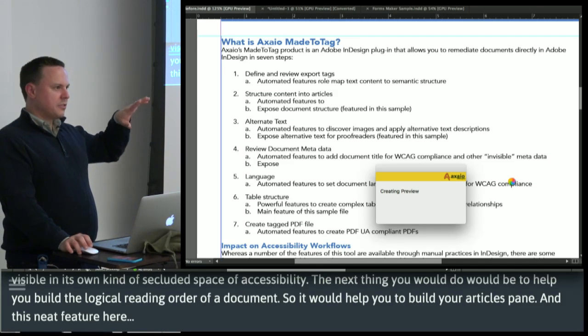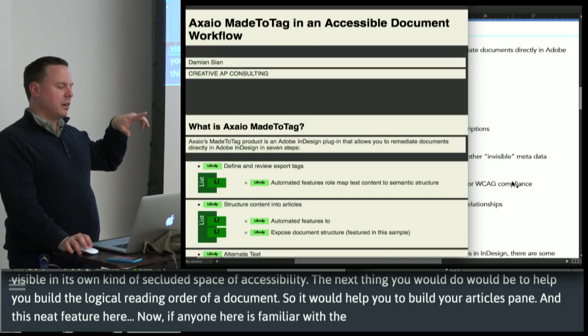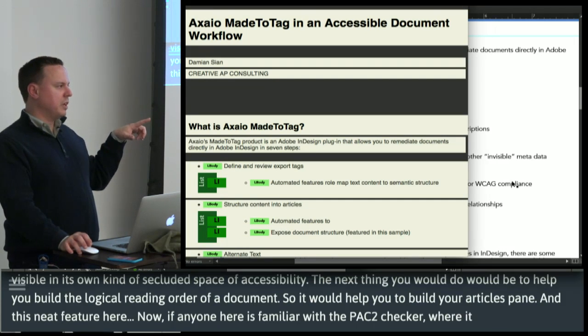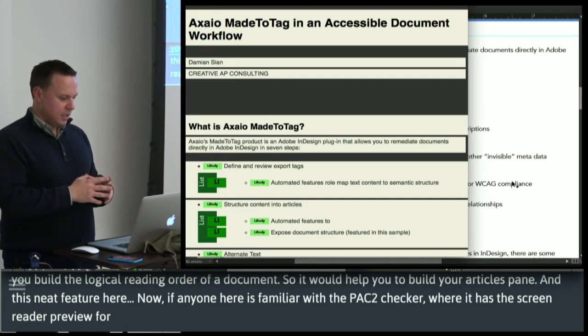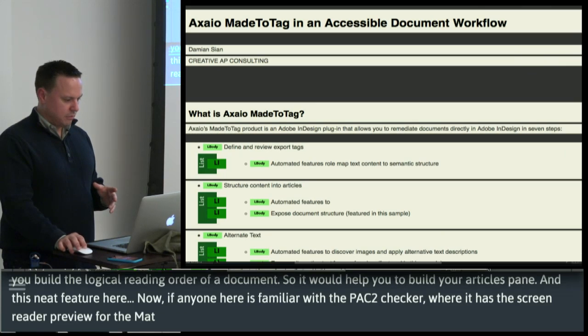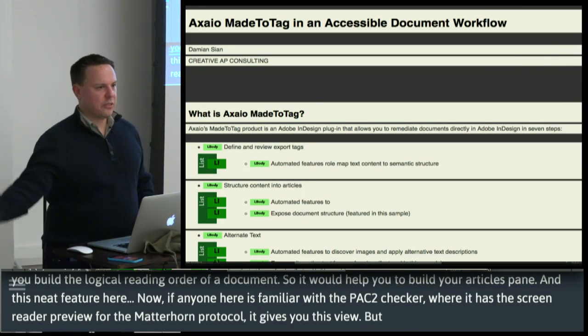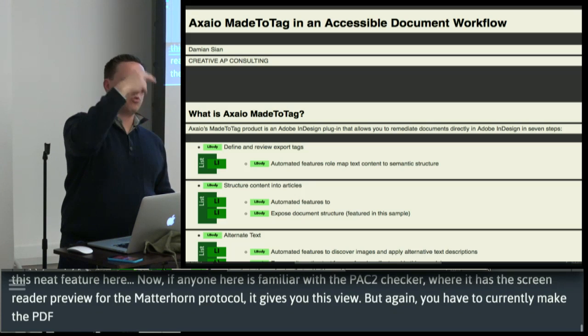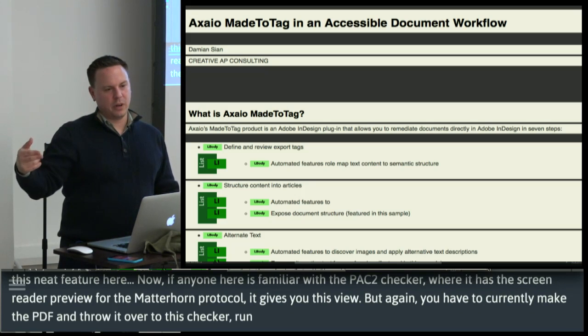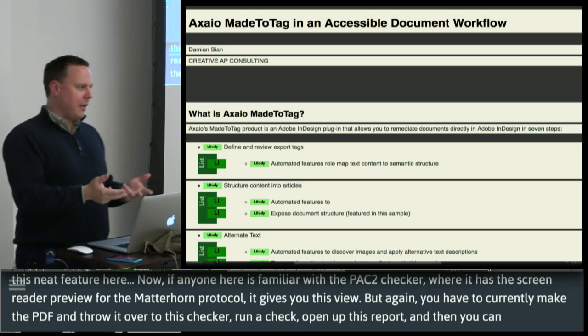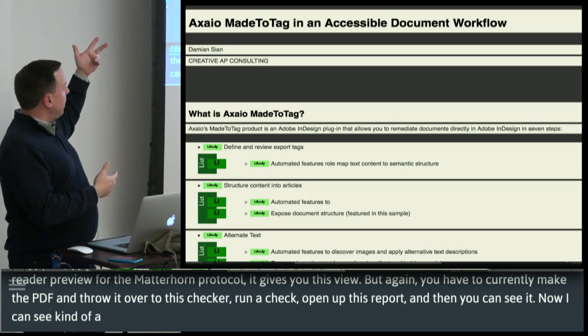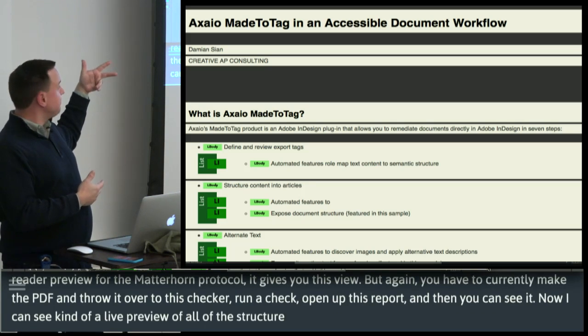Now, if anyone here is familiar with the Paektu checker where it has the screen reader preview for the Matterhorn protocol, it gives you this view. But again, you have to currently make the PDF and then throw it over to this checker, run a check, open up this report, and then you can see it. Now I can see kind of a live preview of all of the structure of this document.